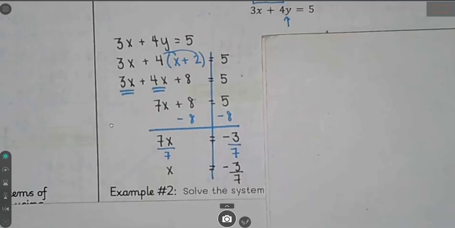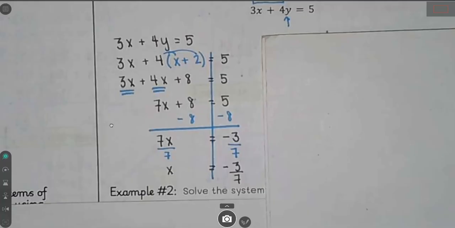Wait, Miss Alma, so we just solve it? You're just solving for y. You're replacing x with negative 3 over 7. So there's no more x. Alright, ladies, I'm going to give you guys 1 more minute and then we'll go over this.